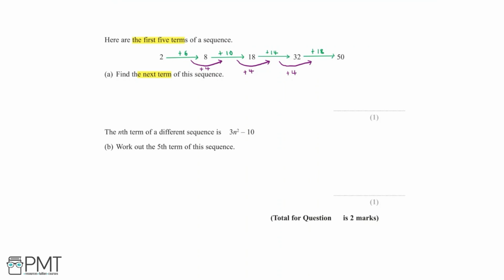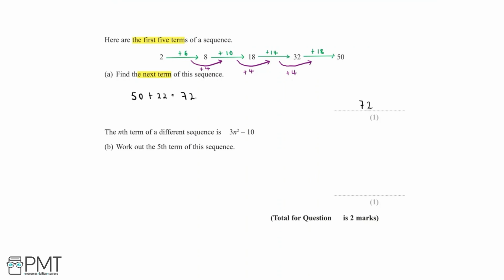To get from the fourth term to the fifth term, we added by 18. So to find the next term in the sequence, 18 plus 4 is equal to 22. And so we need to do 50 plus 22. And so we found that the next term in this sequence is equal to 72.